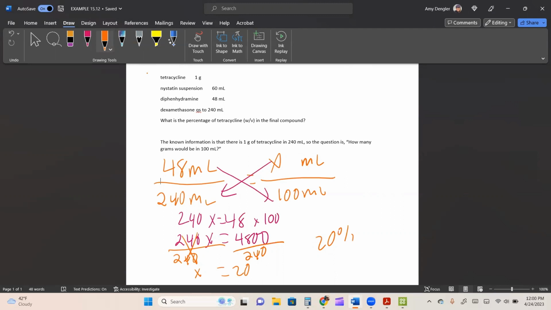Now, what volume of dexamethasone is needed to prepare the desired volume? This cannot be determined exactly because it is not known how much volume 1 gram of tetracycline will displace. So the answer is QS AD 240 ml for that part.